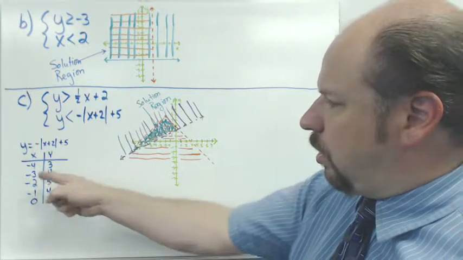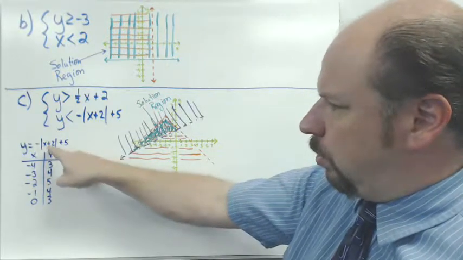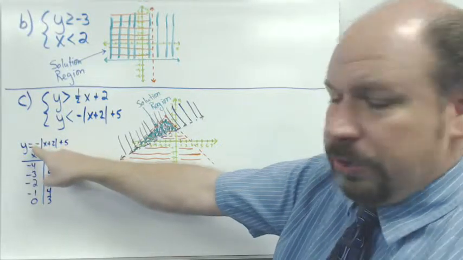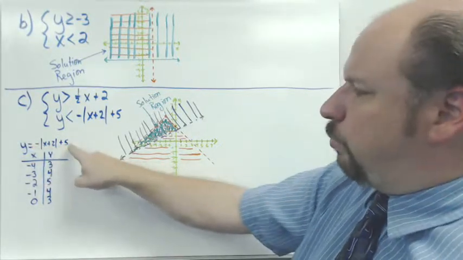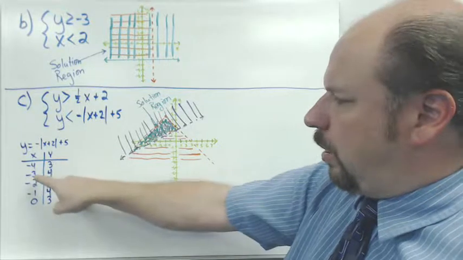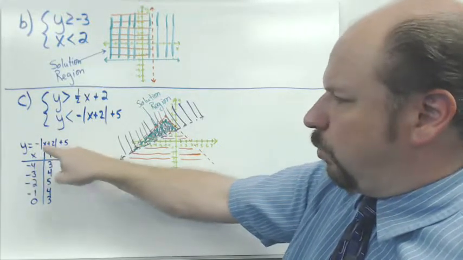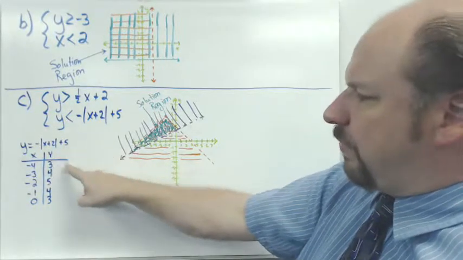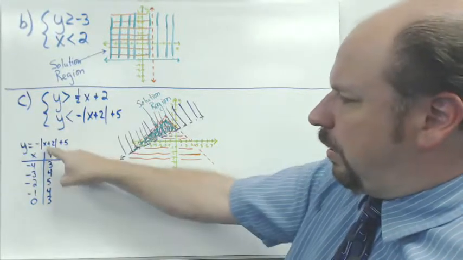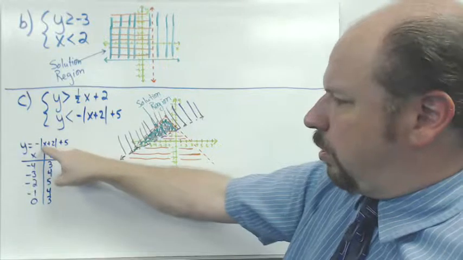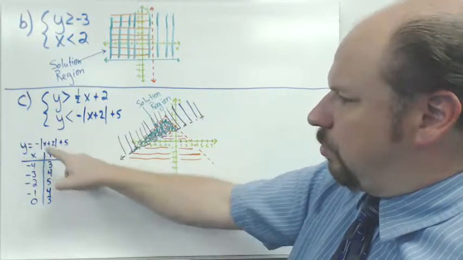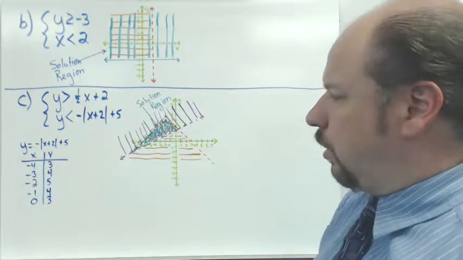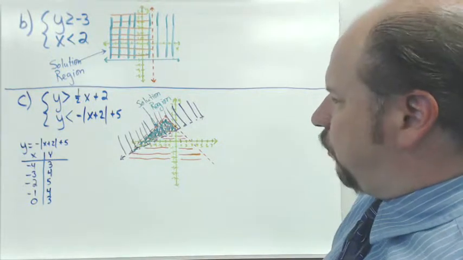and plugged them in. So if we put in negative 4, plus 2 is negative 2, absolute value makes it positive, but this makes it negative again, so negative 2 plus 5 is 3. And negative 3 plus 2 is negative 1, but absolute value is positive. This makes it negative, so negative 1 plus 5 is 4. Negative 2 plus 2 is 0. Absolute value is still 0. So 0 plus 5 is 5, and then so on. So we have our table of values.